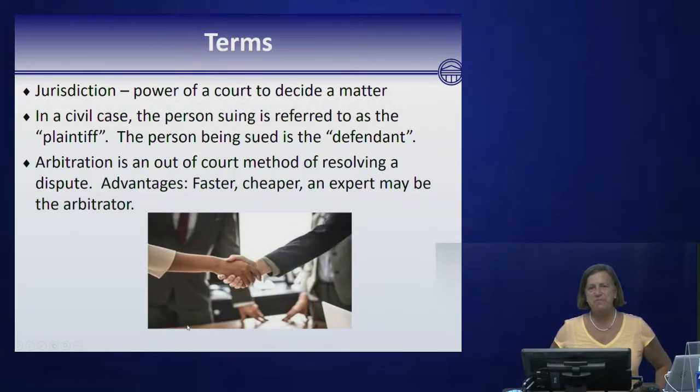Here are some terms for you to know. A jurisdiction is simply the power of a court to decide a matter. In a civil case, the person who's suing is called a plaintiff, and the person who's being sued is the defendant. And of course, arbitration is simply an out-of-court method of resolving a dispute. Advantages of arbitration include it could be faster, less expensive, and you may hire an expert to be the arbitrator.